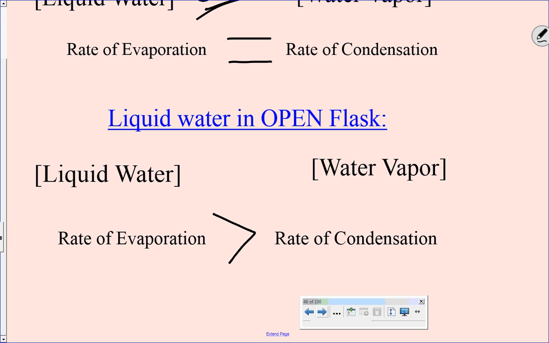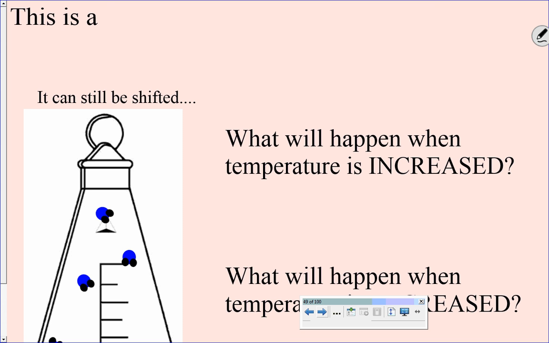We now have one rate greater than the other one. The rate of evaporation is greater than the rate of condensation. Over time, we're going to have a decrease in our concentration of liquid water. Since we have an increase in the rate of evaporation, we have more and more water vapor. That water vapor is leaving and not condensing back down into a liquid, so we have an overall decrease in our amount of liquid water. Because our concentrations have changed, we are not at equilibrium anymore.